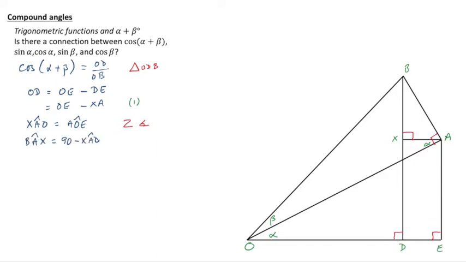BAX is 90 take away XAB, and that means that angle in there is 90 minus alpha, and that means the angle at the top, ABX, must be 90 take away that, and 90 take away 90 minus alpha is indeed alpha again. So that's what I refer to when I say chasing angles round.